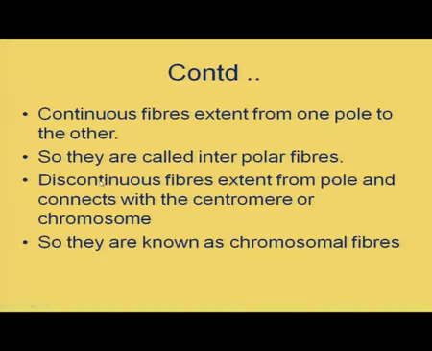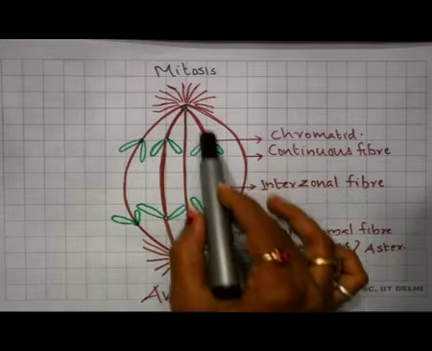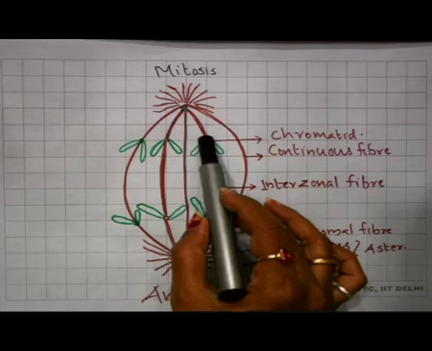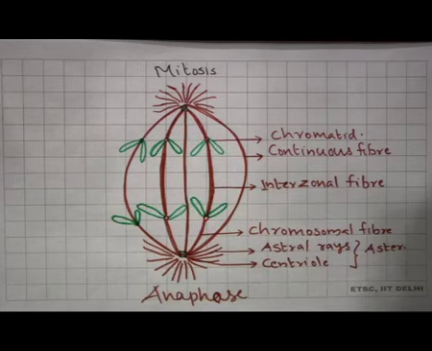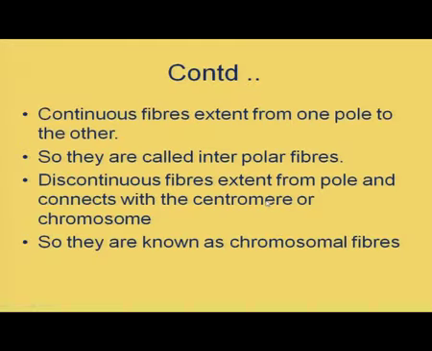Now, the other one is called discontinuous fibers. They extend from the pole and connect with the centromere of the chromosome. They are known as discontinuous. So, since they are connected with the centromere of the chromosome, we can call them chromosomal fibers.